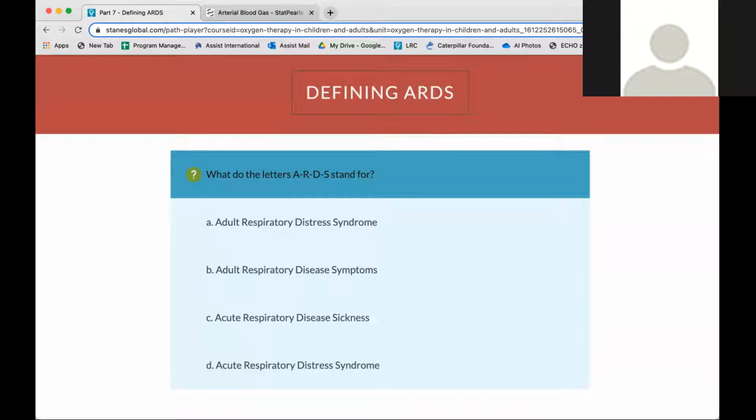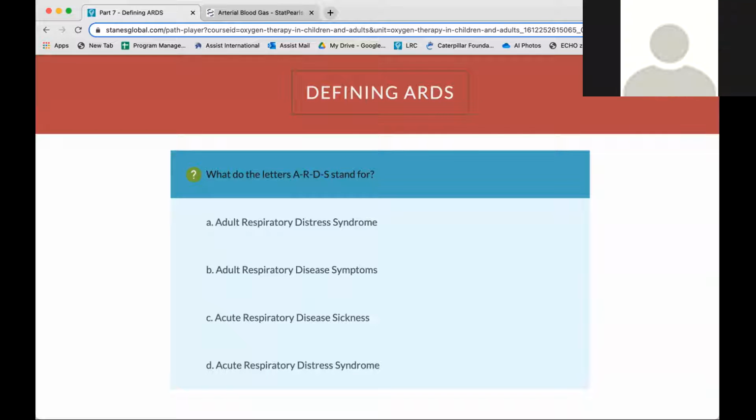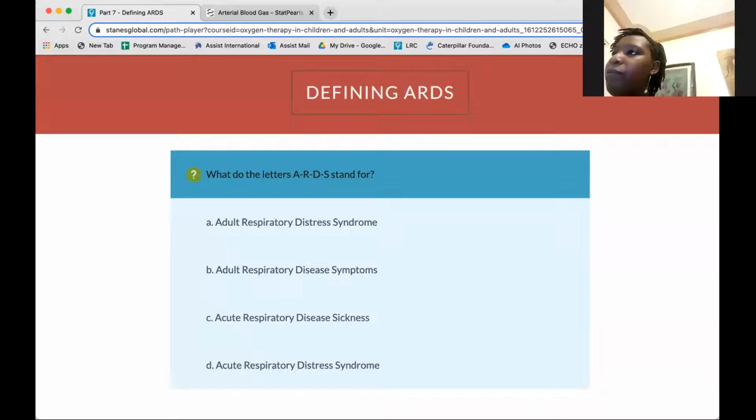Eunice, the poll is not working. Maybe put it in the chat box. Yeah, put it in the chat box. Then we can do a quick one. What does ARDS stand for in the 4 choices given there?